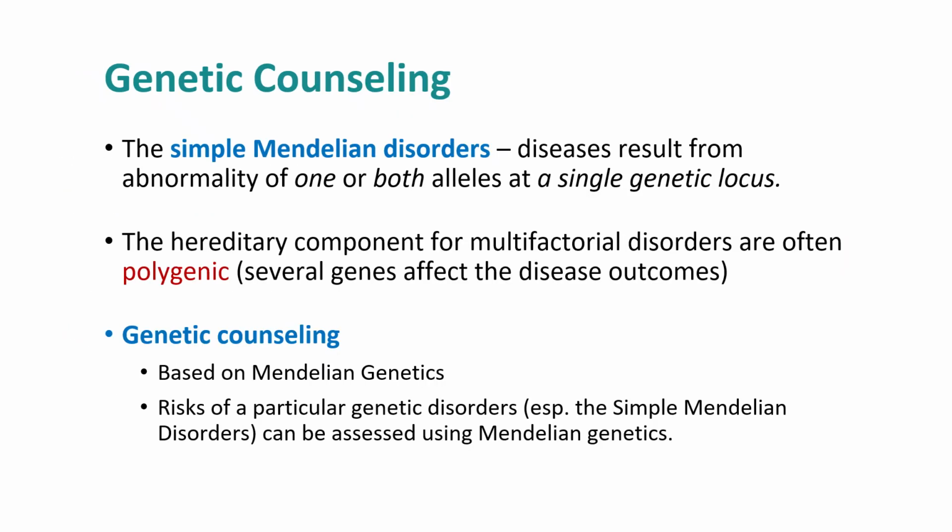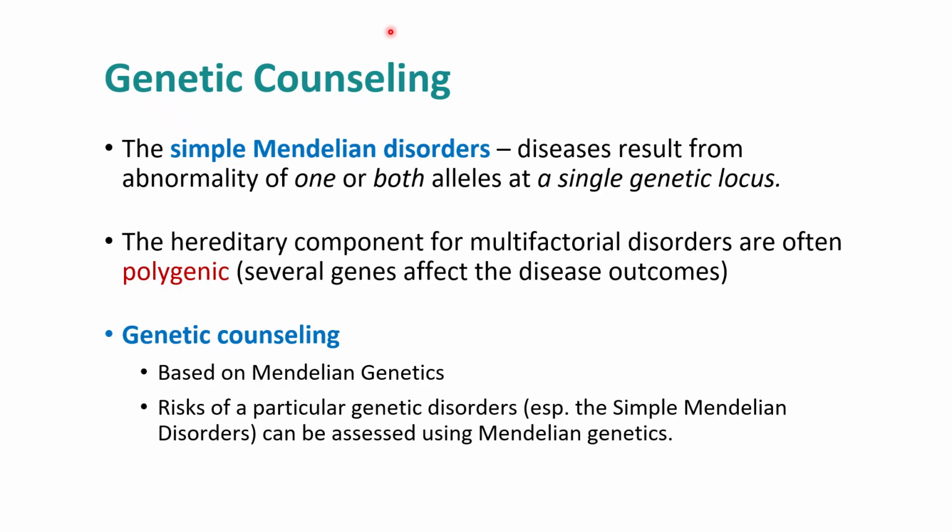All of the diseases we've discussed so far are the more simple Mendelian disorders, which result from basically one abnormal gene with maybe one or two affected alleles. There are lots of other human genetic disorders that are polygenic, meaning that they're caused by the additive effects of several genes. So there are several genes that can affect the disease outcome.